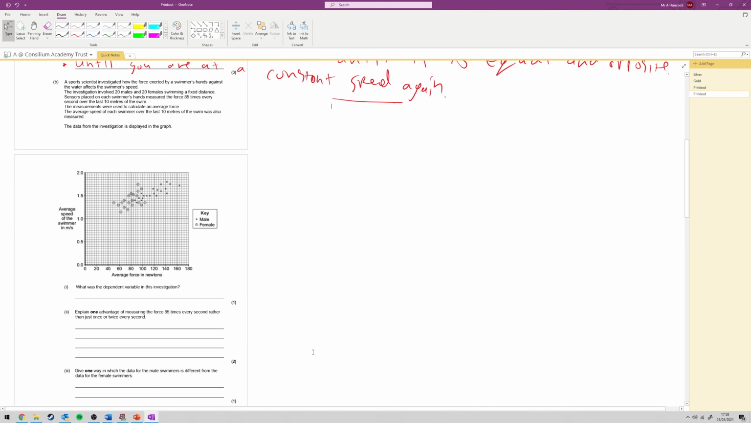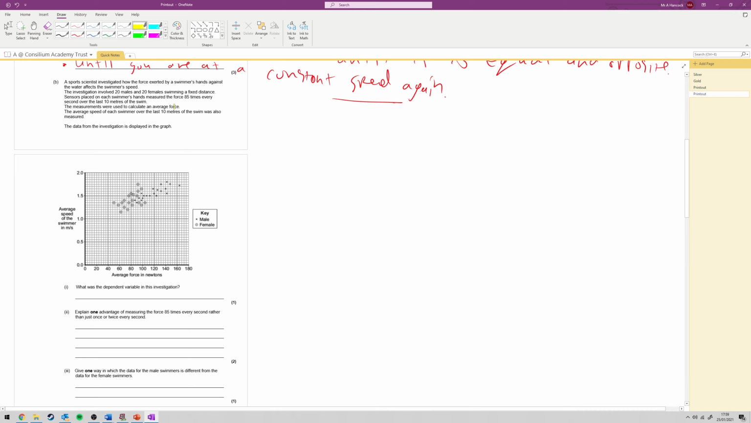Okay. A sports scientist investigated how the force exerted by a swimmer's hands against the water affected the swimmer's speed. The investigation involved 20 males and 20 females, swimming a fixed distance. Sensors placed on each swimmer's hand measured the force 85 times every second over the last 10 meters of the swim. The measurements were used to calculate the average force, average speed of the swimmer over the last 10 meters. So the swim was also measured.